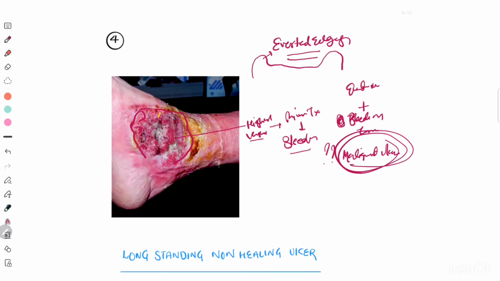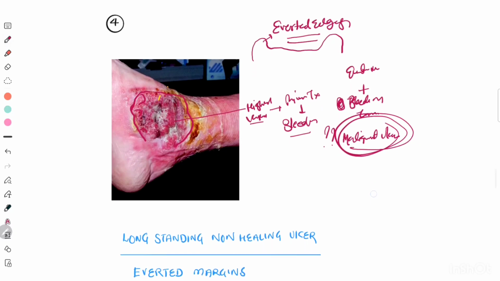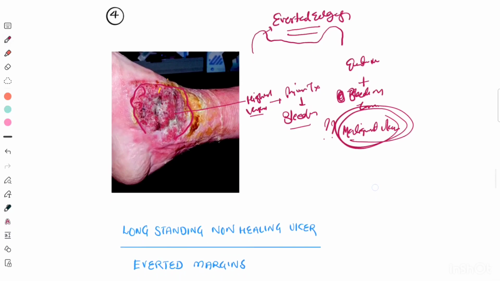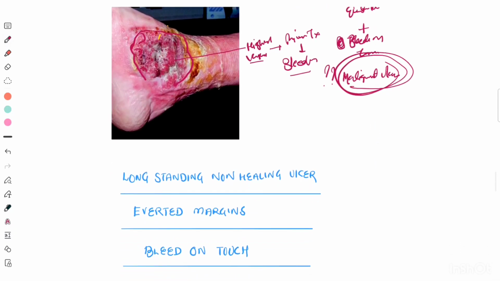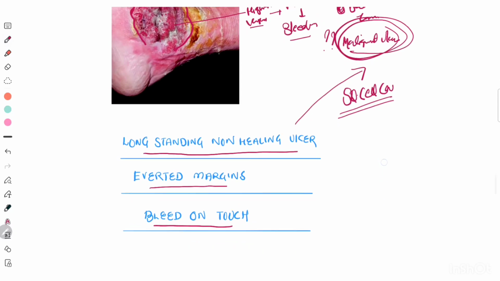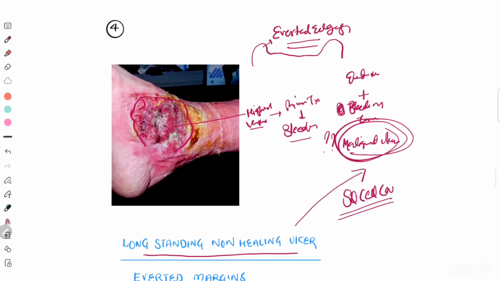So here you can suspect a malignant ulcer if a patient presents with everted margins and an ulcer which bleeds on touch. So a long-standing non-healing ulcer with everted margins, where the ulcer bleeds on touch, you can suspect a malignant ulcer. It can be a squamous cell carcinoma. So this is the malignant type.